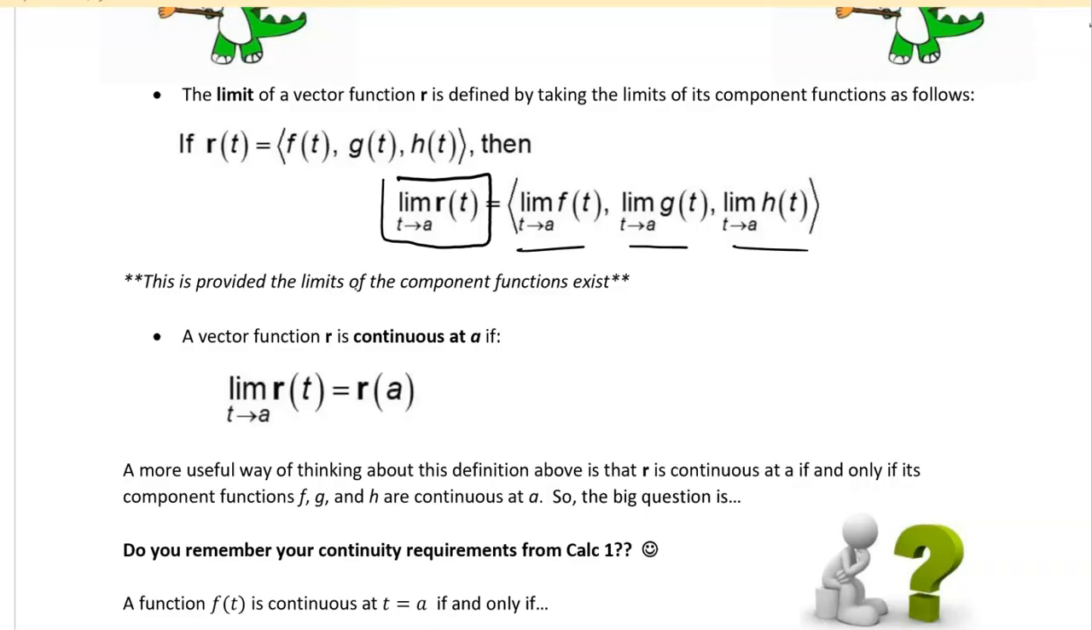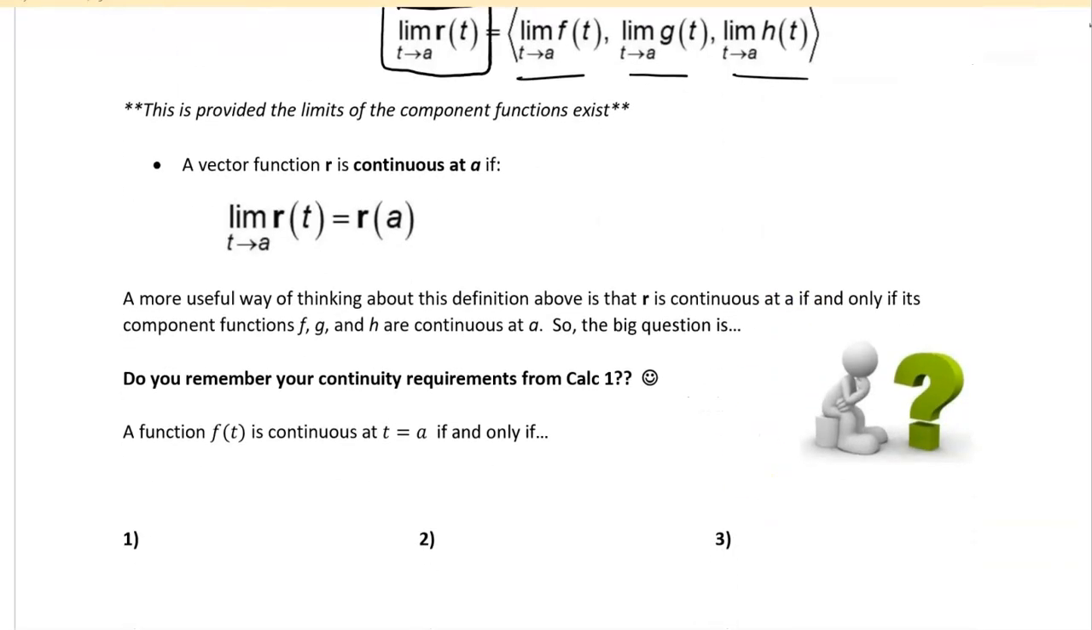If you remember your continuity definition from Calculus 1, this will not surprise you. We say a vector function is continuous at some value a if the limit of the vector function as t approaches a is the same as the value of the vector function when you plug in a. A more useful way of thinking about this definition above is that r is continuous at a if and only if its component functions f, g, and h are continuous at a.